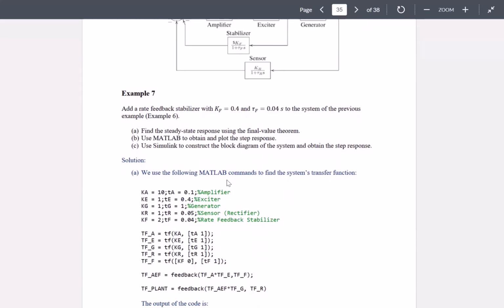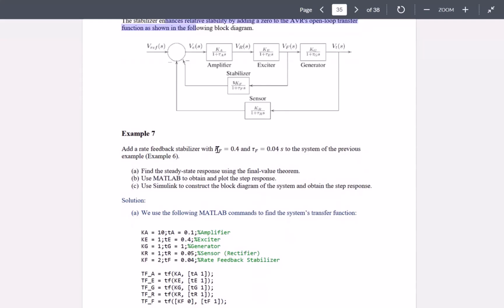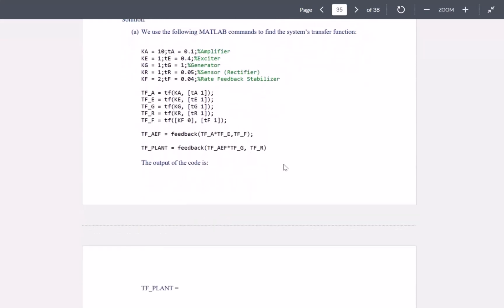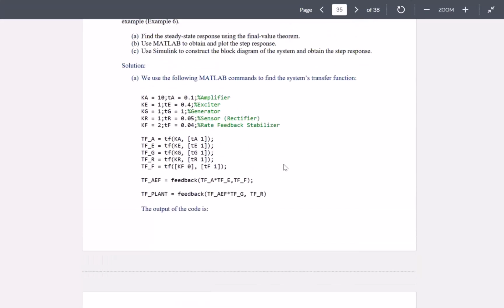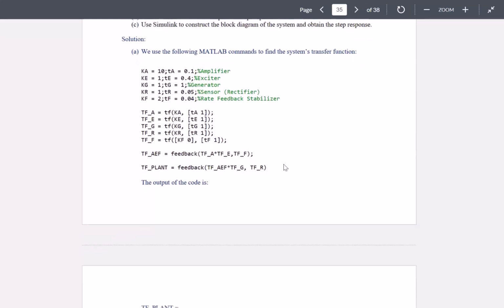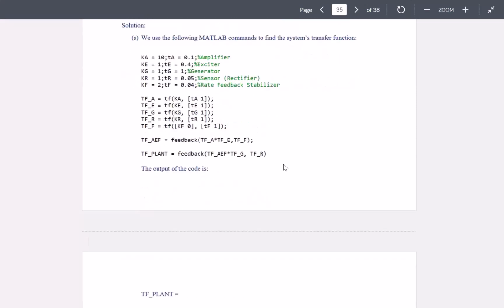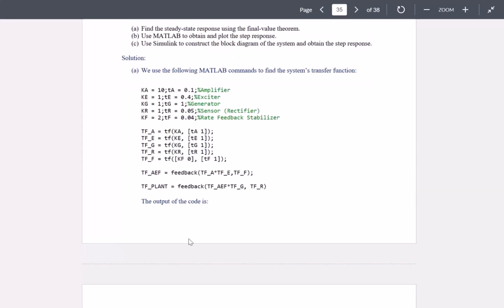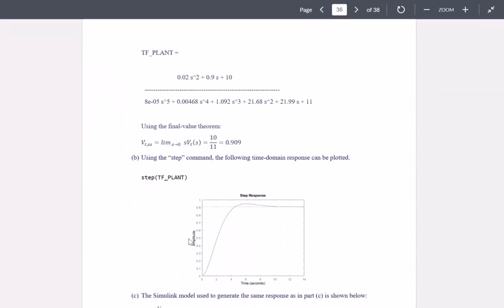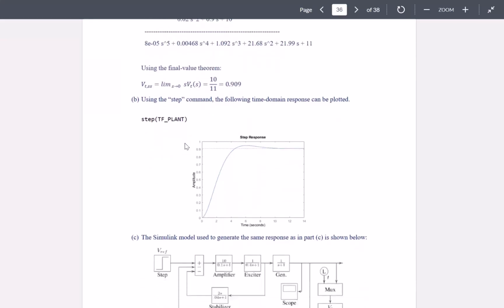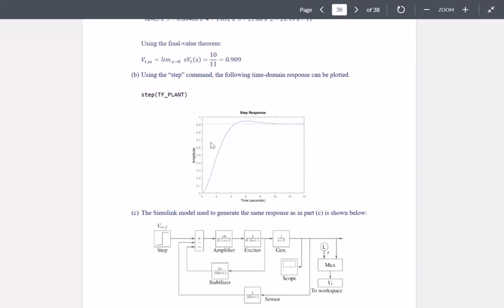So if you're going to implement that rate feedback stabilizer to the same example that we had before with a KF of 0.4 and tau F of 0.04, you can plot that step response, and construct the block diagrams of the system, where you construct the feedback control system, find the TF of the plant, the transfer function of the plant, and use the step command. So all of those steps have been shown in here. So you can see that this is going to be the response.